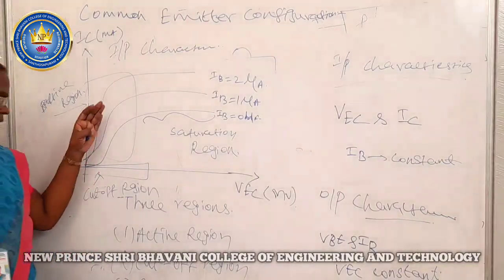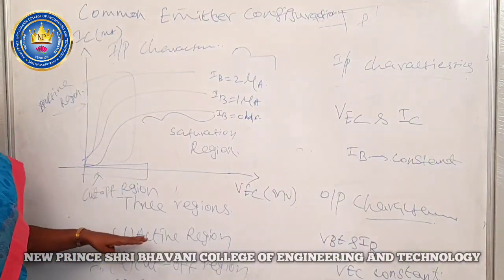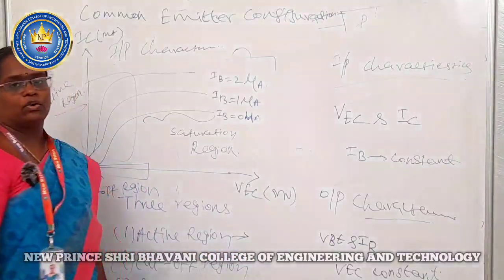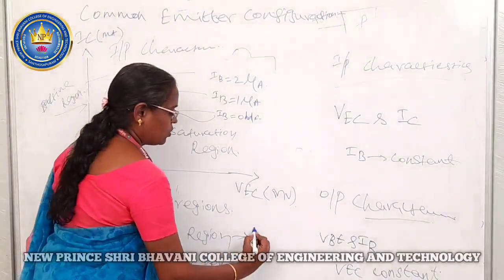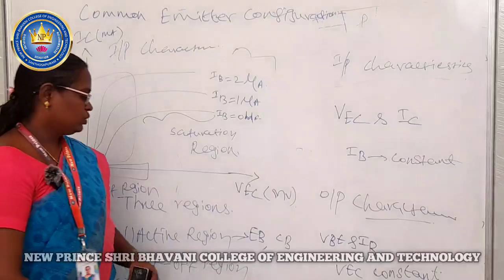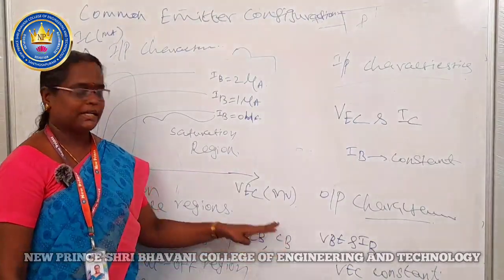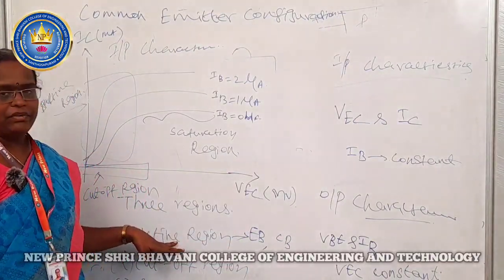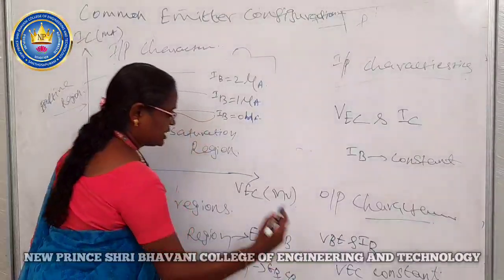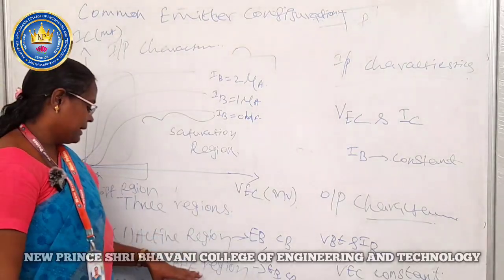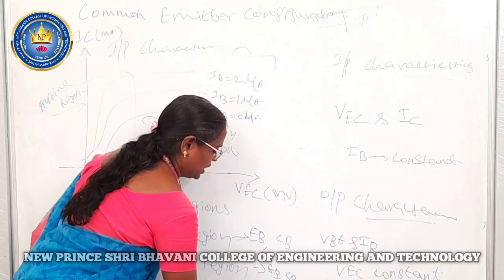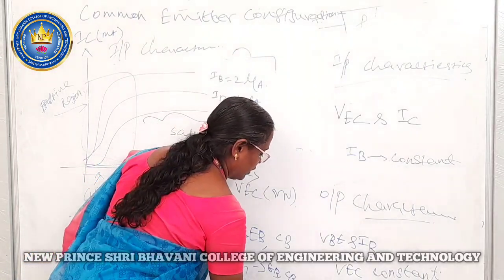Mostly the transistor acts as an amplifier in the active region. You already know that two junctions are available: one is the emitter base junction, another one is the collector base junction. When the transistor is in the active region, the emitter base junction is forward biased and the collector base junction is reverse biased. When both junctions are reverse biased, it acts as a cutoff region. In the saturation region, both the emitter base junction and collector base junction are forward biased.